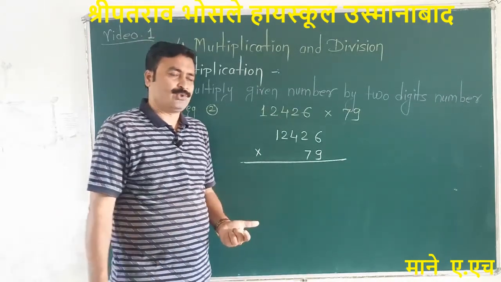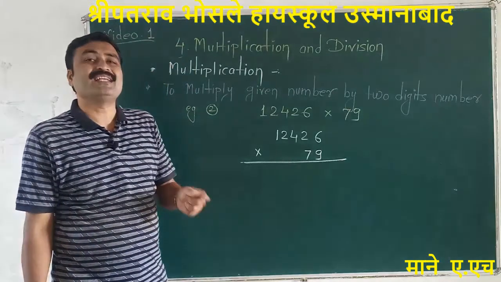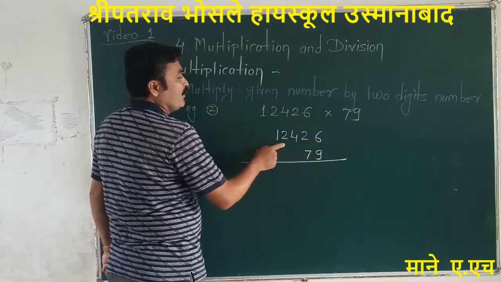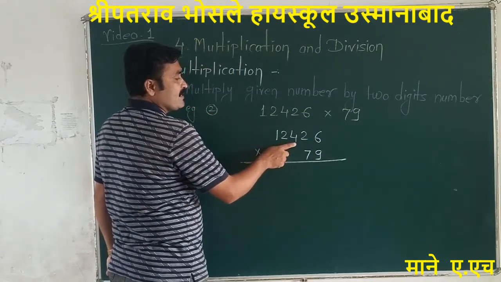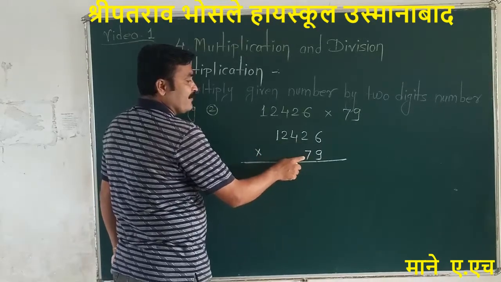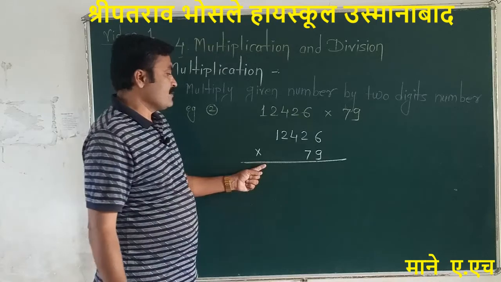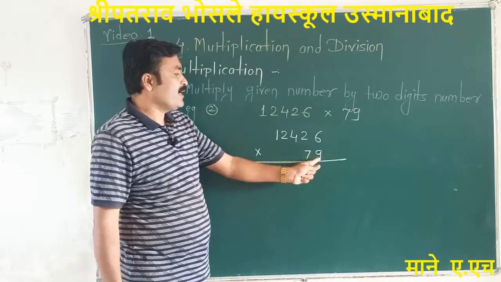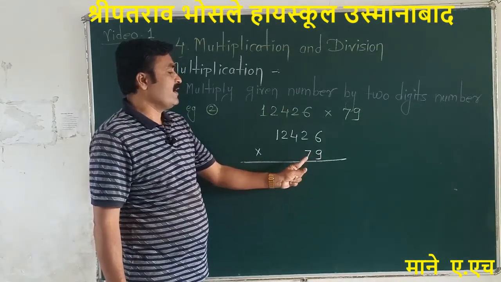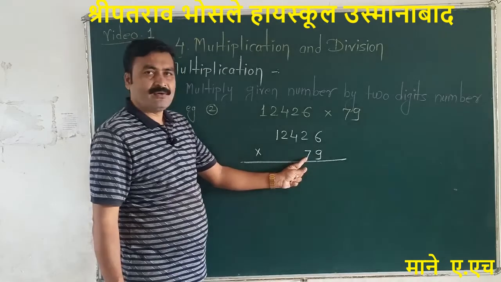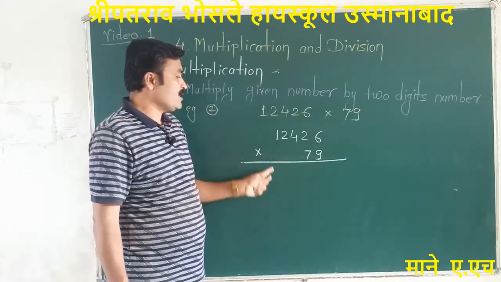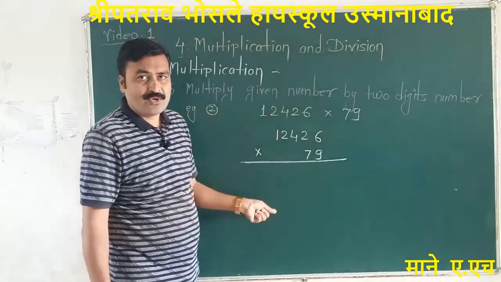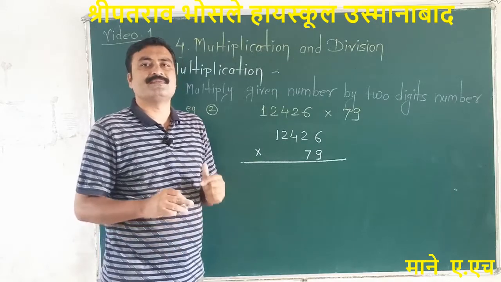So instead of that, to carry out this multiplication in an easy process, we multiply the above number, 12,426, by 9 and 7 separately. That means after the horizontal line, we get two numbers. The first number we get by multiplying by 9, and the second number by multiplying by 7. The two numbers we get after this horizontal line, we add them, and after adding those two numbers, we get the final answer of this multiplication.